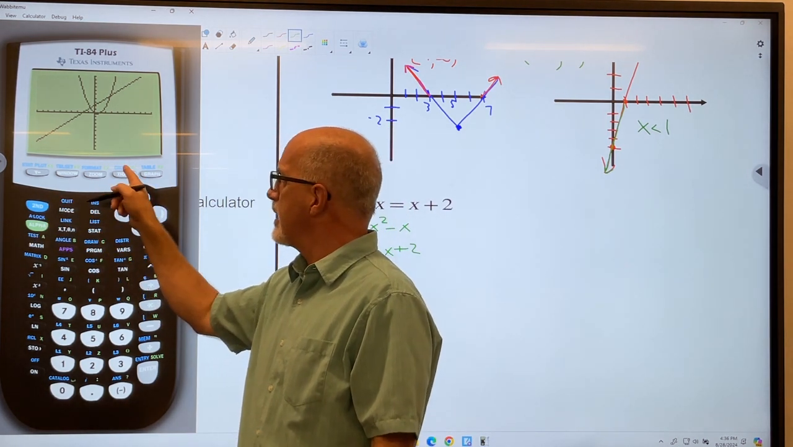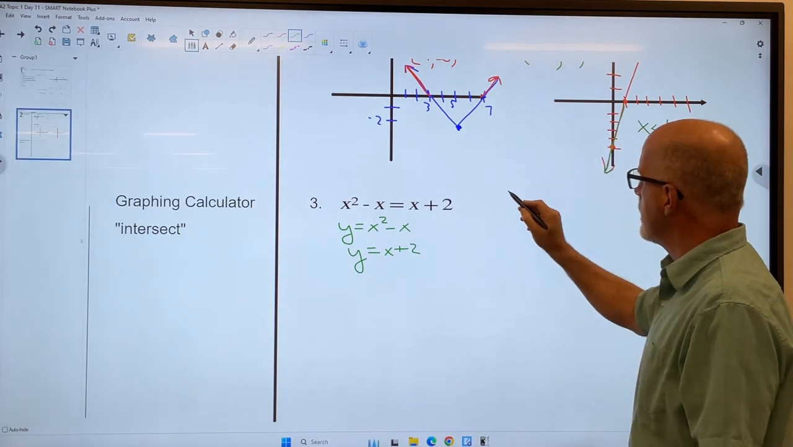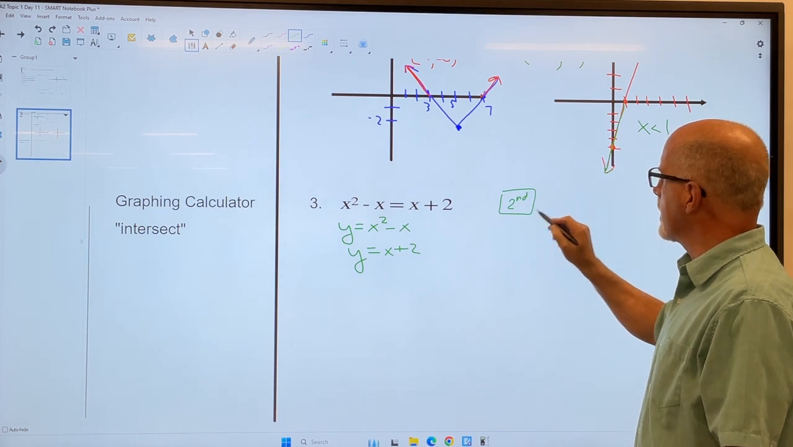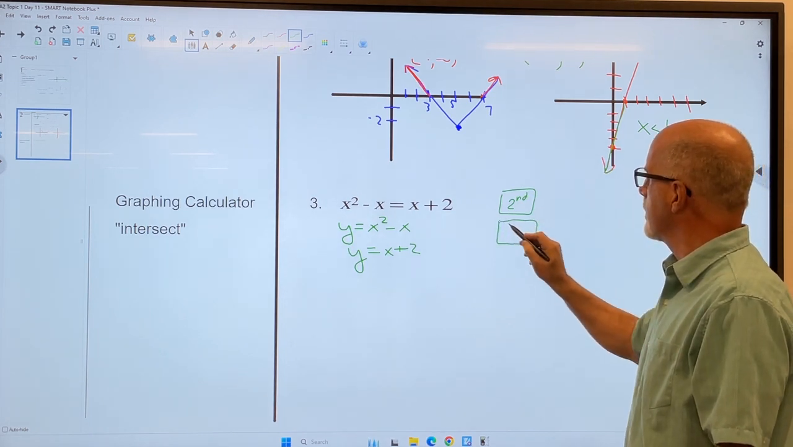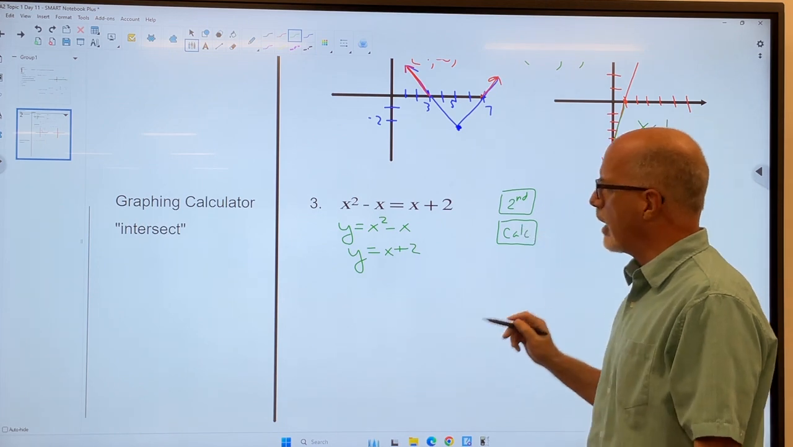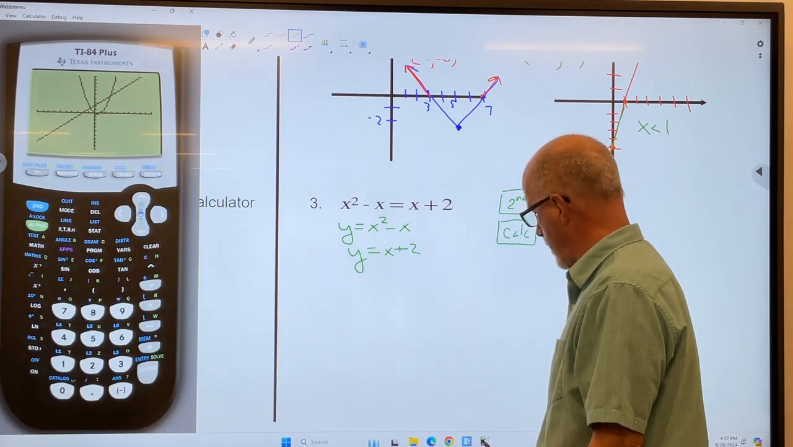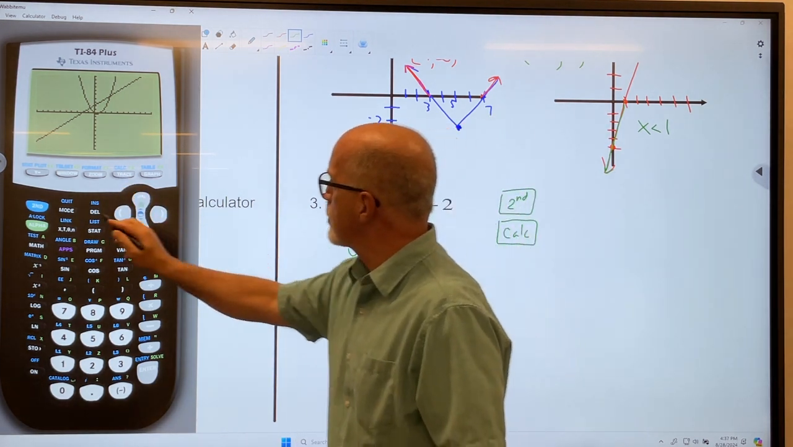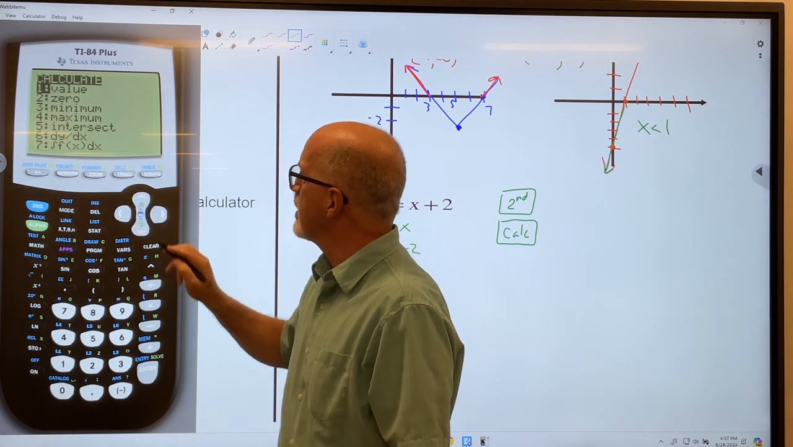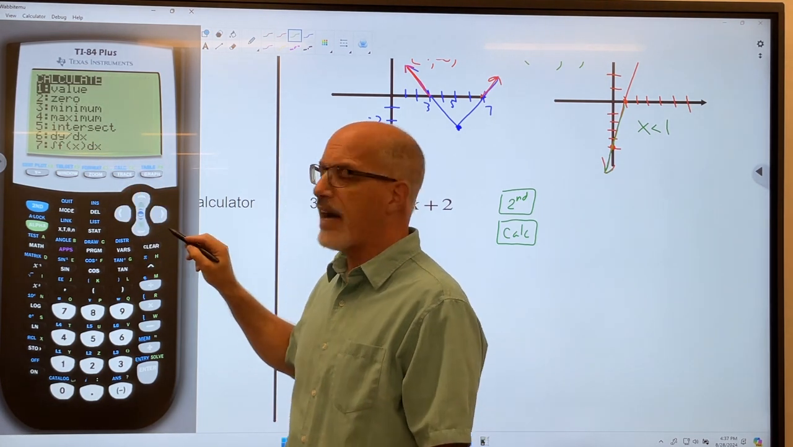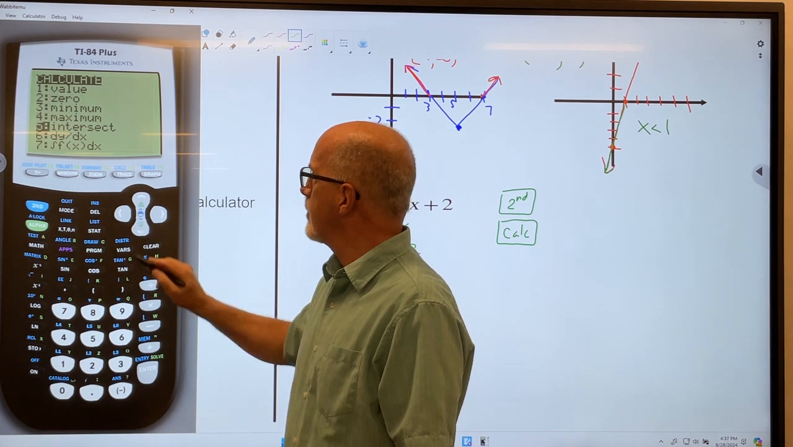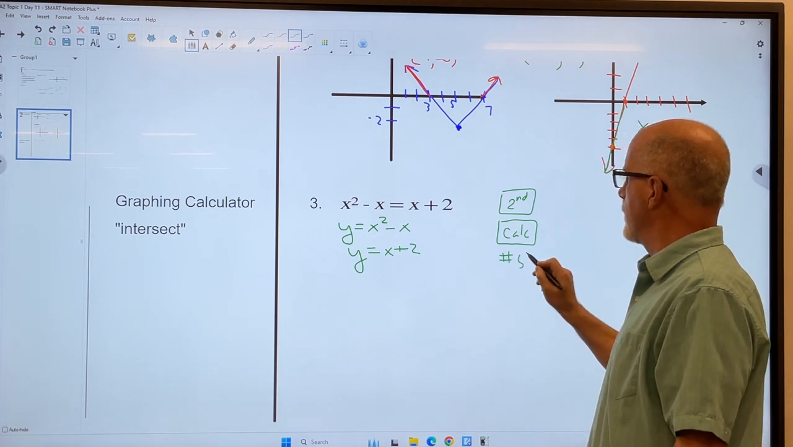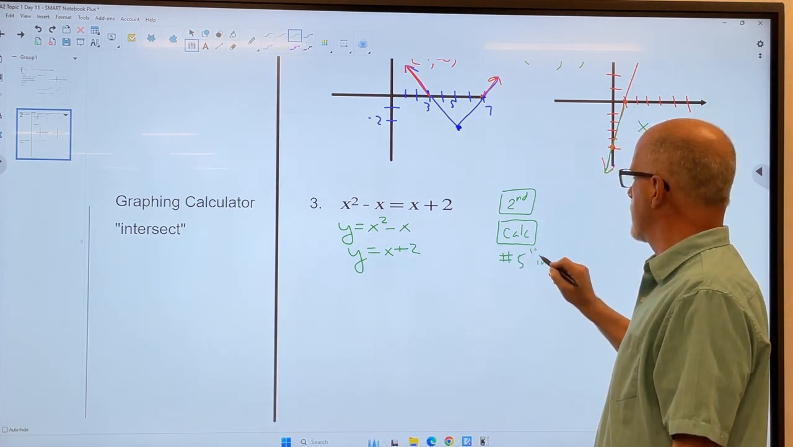So if you hit second calculate, let's put those keys here so you know where to look for it. Second, and then calculate, which is right above, if you look at this on the calculator, that's right above the trace key here. And then, so it's second, calculate, and notice you go down to number 5 is intersect.